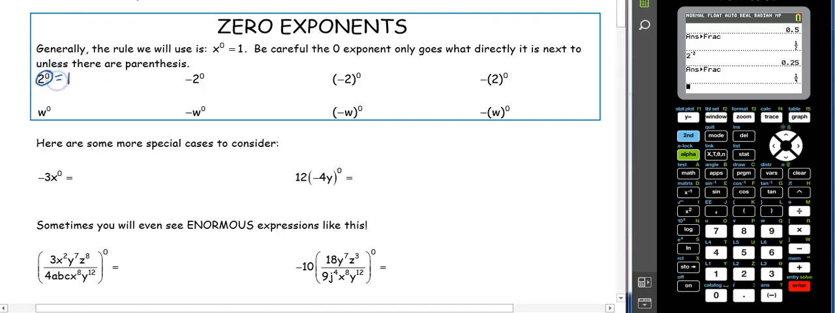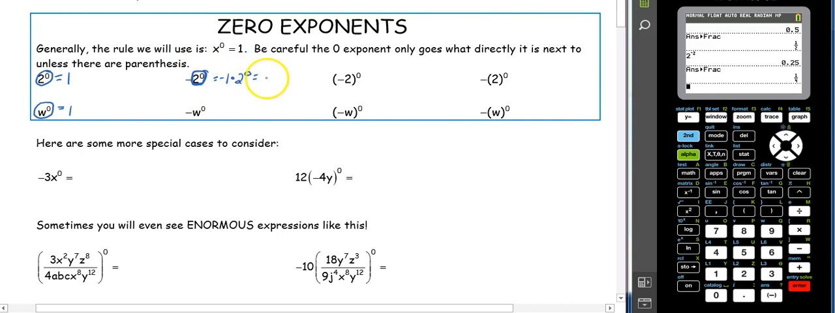When we have 2 to the 0, the exponent is going with the 2, so this is going to be equal to 1. Same thing when we have w to the 0 power, it's also going to equal 1. So it doesn't matter if it's a number or a variable, they're both going to equal 1. Now in the next one we have negative 2 to the 0 power. This is what we're talking about where the 0 exponent only applies to what's next to it. Since there's no parentheses, this 0 exponent only applies to the 2. So it's really negative 1 times 2 to the 0 power.